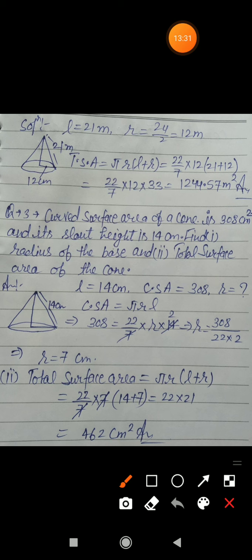So the solution of this question is: L is equal to 21 meter and r is equal to 24 upon 2, because the diameter is 24. What is the value of a radius? Half of a diameter is known as a radius. Then r is equal to 12 meter. This is a cone shape, where the slant height is 21 meter and the radius is 12 centimeter. Then, what is the formula?